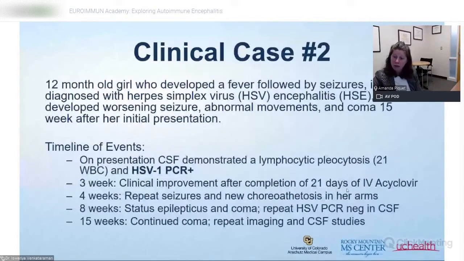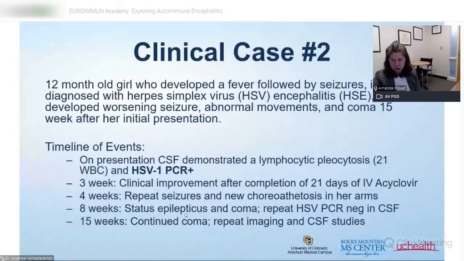Then at week 4, she developed worsening seizures and this new movement disorder described as choreoathetosis in her arms. By eight weeks, her seizures became so profound that she was in status epilepticus, admitted to the ICU, and in essentially a coma. She had repeat spinal fluid studies done at that time.